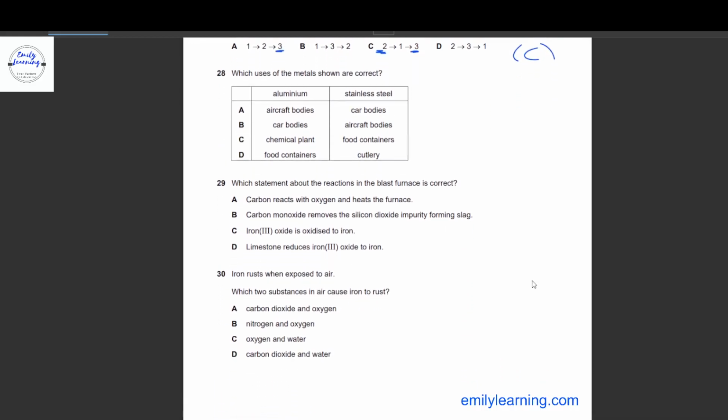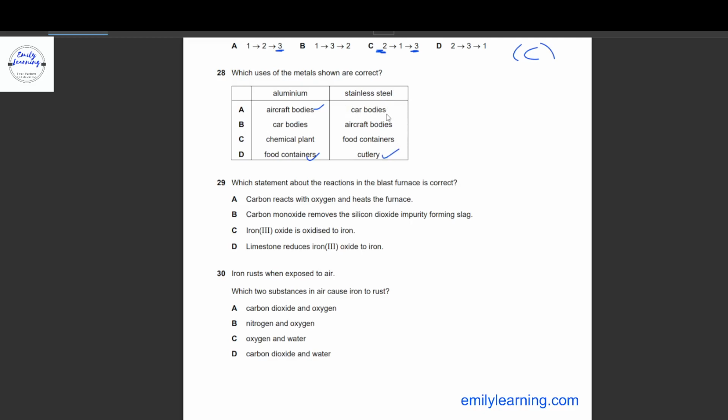Moving on to question 28, which uses of metal shown are correct? So aluminium, they are used in aircraft bodies. That's correct because of their low density. Okay, they are also used in food containers because they are corrosion resistant. Stainless steels, they do not rust, okay? So they are used in cutlery.